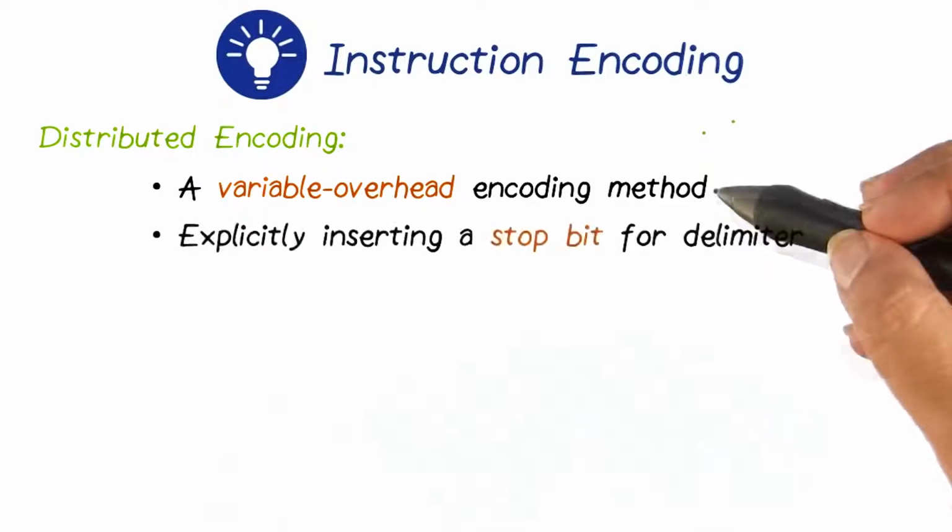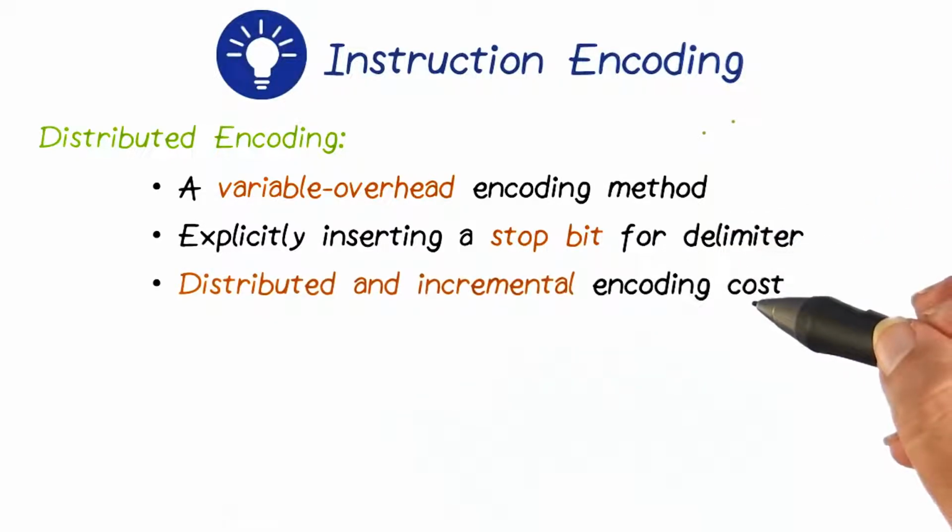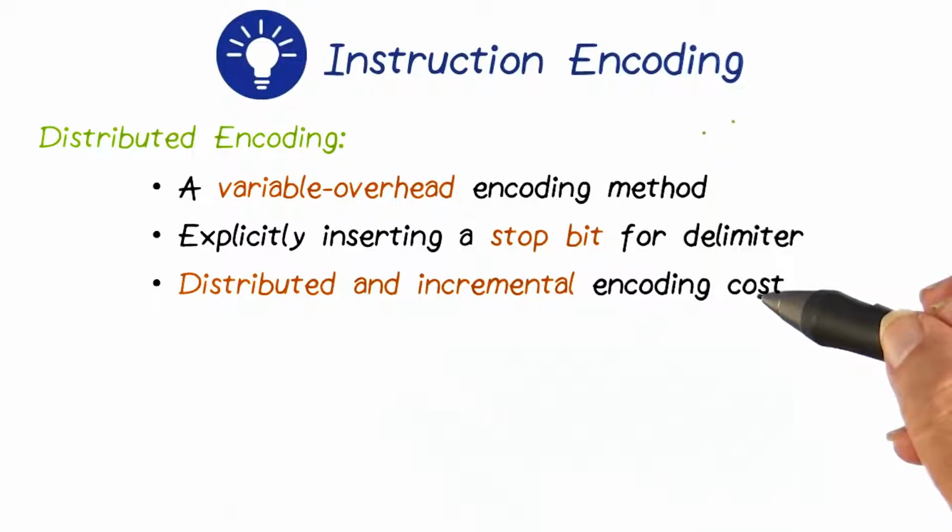overhead is variable. What does a variable overhead mean? A variable overhead means that we keep paying different amounts of encoding overhead for different lengths of instruction. The longer the VLIW instruction is, we pay a higher overhead, but if it has fewer no-ops, we pay less overhead. This scheme involves putting a stop bit as a delimiter. It has a distributed, incremental encoding cost, which means that the encoding cost is spread across different instructions, and you pay only incrementally. That means if you already paid a lot of cost for a previous instruction, you pay less cost for the next one.